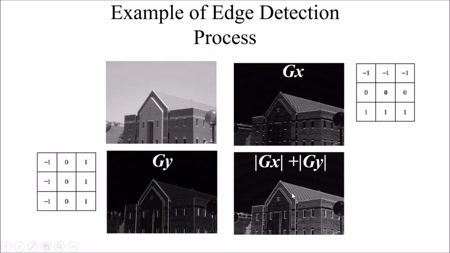So this is in general the final outcome after we perform this type of edge detection process, in which we will highlight most of the important points, that is the transition points between the two gradients.